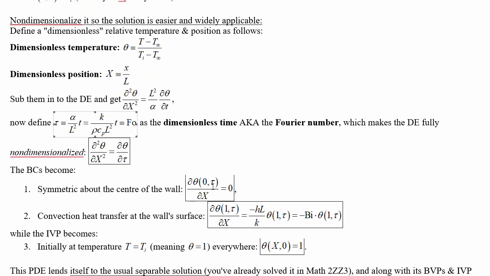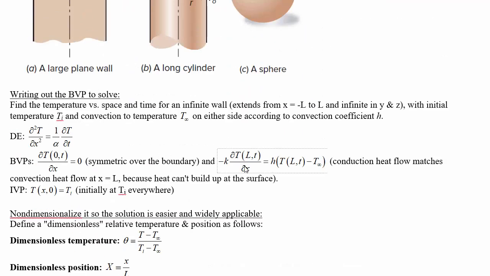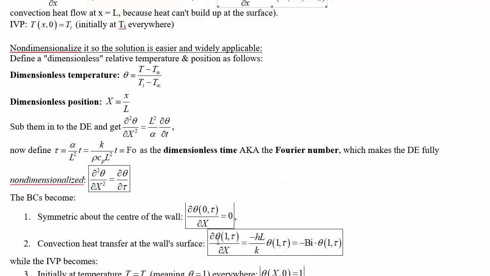become, symmetric about the center is pretty much the same as before, del theta by del x at 0 and tau is 0. Convection heat transfer at the wall surface turns into that del theta by del x at 1 and tau. So previously we had that this was at little x is equal to L, is at dimensionless x is equal to 1. Now the other side of this turns into HL over K, which, hey, that was just the Bi number from the last section, times theta at 1, tau.